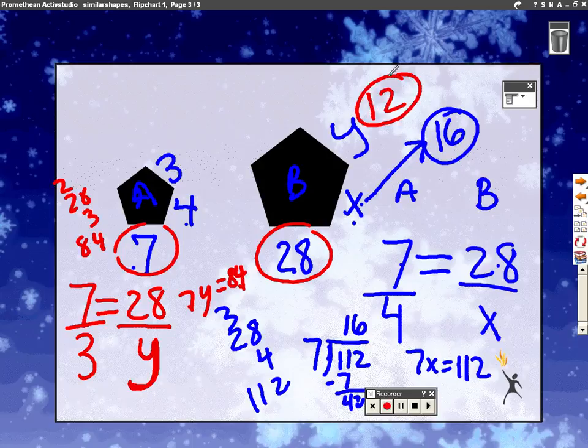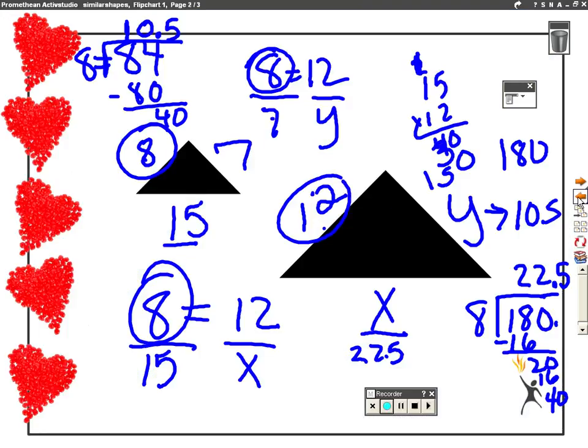Now, somebody else might have noticed 7 goes into 28 4 times. 4 times 4 is 16. 3 times 4 is 12. But that trick doesn't always work, because if you look back here, we had 8 to 12. There's not an easy multiplication fact. It's actually 1.5 times, because if I take 1 whole of 8 and half of 8 is 4, that gives me the 12. It's 1.5. So in that case, it was much smarter for me to set up my proportion and do the math.